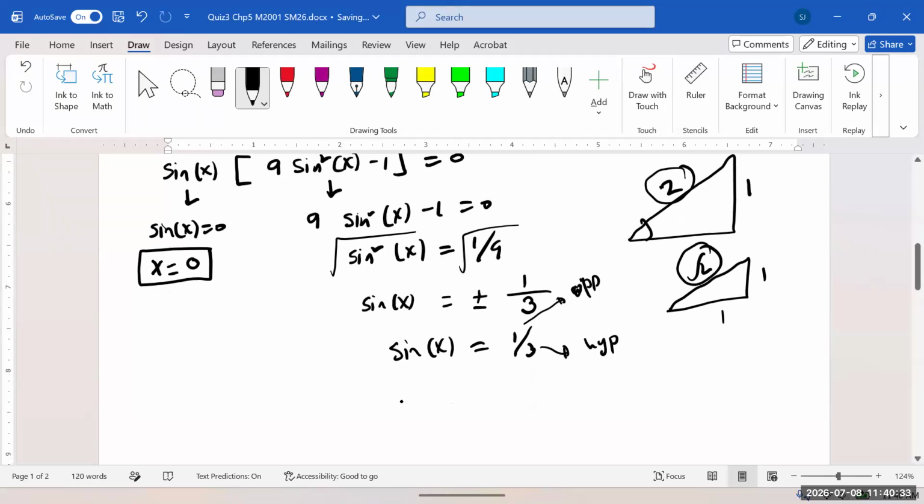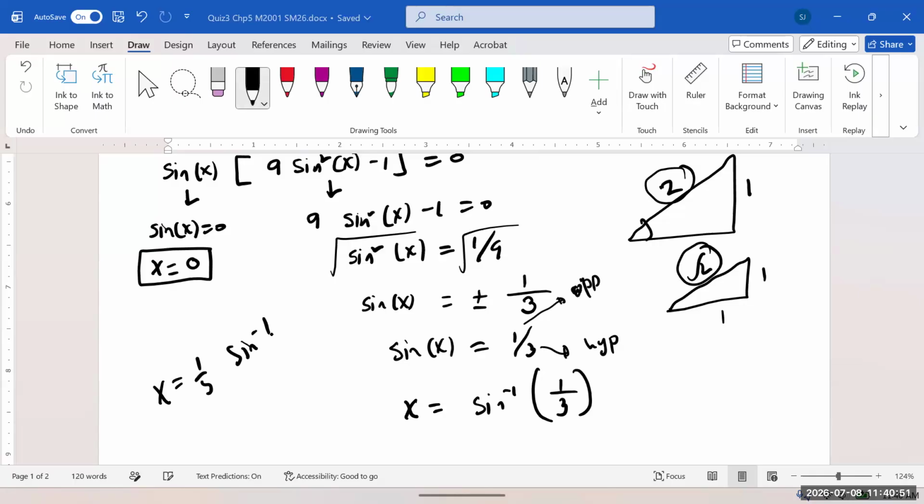That means we have to apply sine inverse. So x equals sine inverse of 1 over 3. Now sine inverse is not something that you multiply by. So if you write x equals 1/3 sine inverse, it's completely wrong. It doesn't make sense. Sine inverse is a function. So you're putting 1/3 inside the function. Does it even make sense to multiply 1/3 by sine inverse? Sine inverse is not a number, so you cannot multiply by it. You have to put the 1/3 inside the sine inverse function.